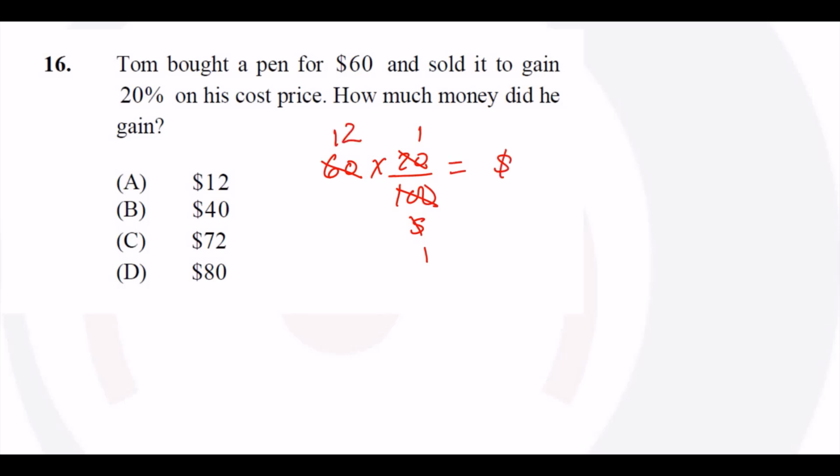Alright, so how much money did he gain? He gained $12. Now be careful. He gained only $12. How much would he have? It would be 72. But the 20% gain is just $12. So be careful not to add the $12 to the $60 to find the total amount of money that he would have. The question just asks, how much did he gain?